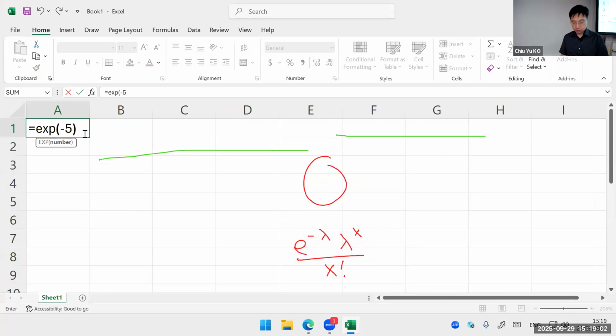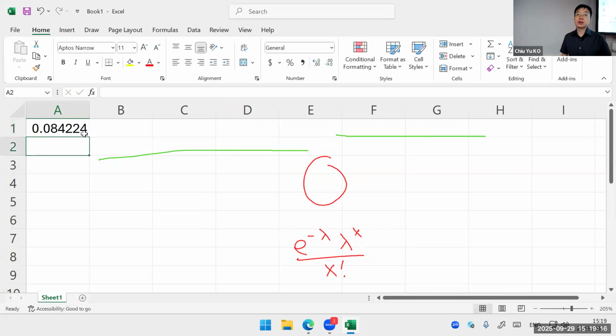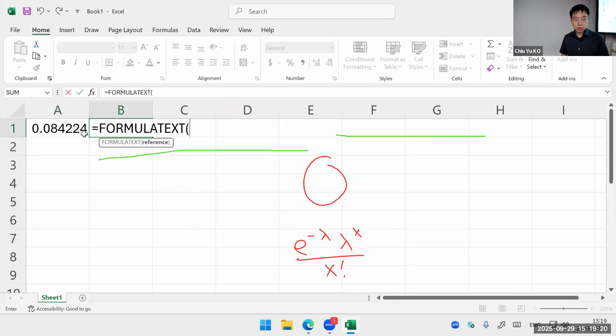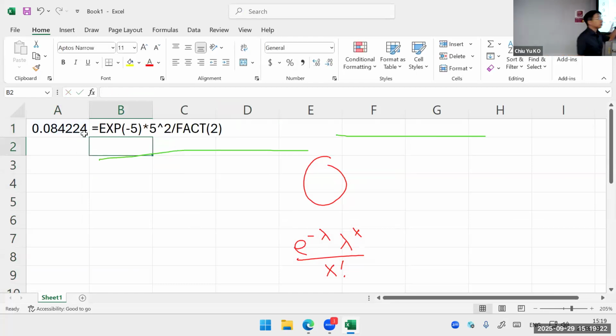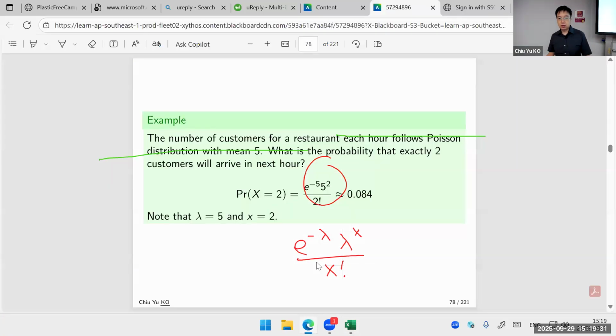Exponential of negative 5, times 5 raised to the power 2, where x is 2, divided by factorial, which is fact 2. So this is the answer, the same as what I showed you there. Of course, you can use a scientific calculator to calculate that. This is why we have 0.8384. You see.